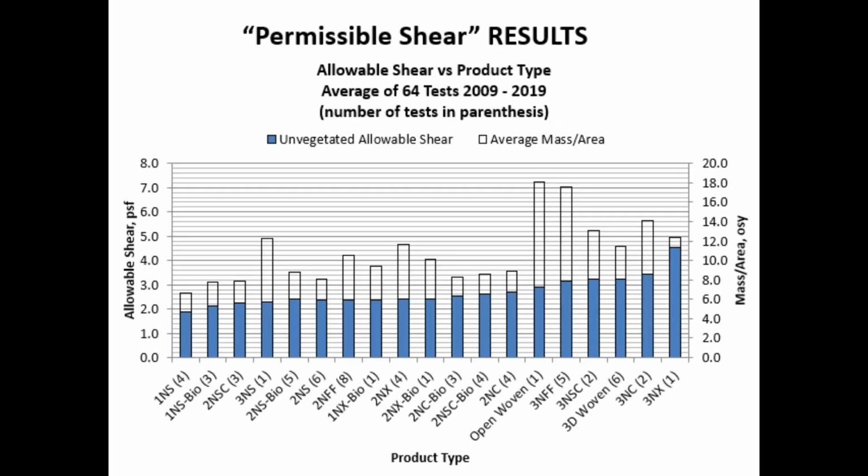Each blue bar on this graph represents the average of all the D6460 tests run on a single type of RECP in the NTPEP program. The higher performing TRMs are shown to the right side. Clearly, triple net products and three-dimensional woven products provide significantly higher permissible shear stresses than do single and double net products.